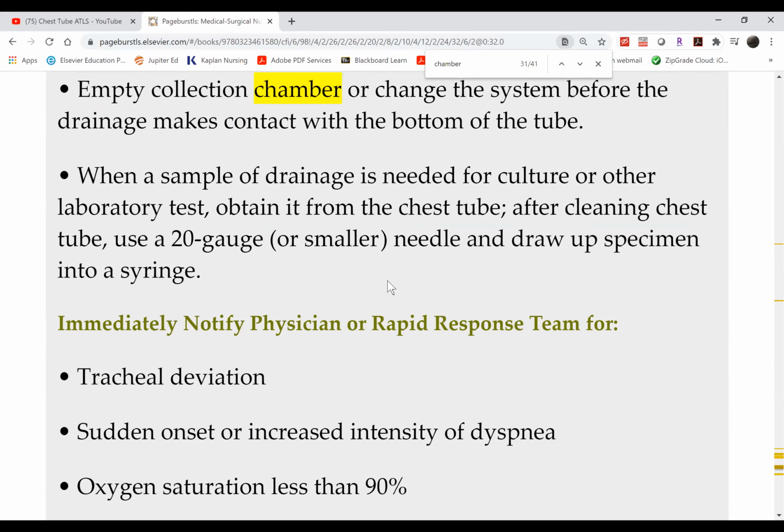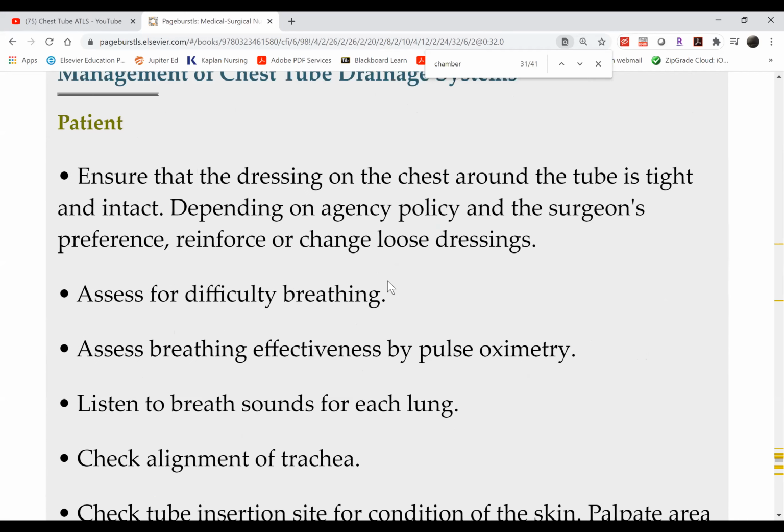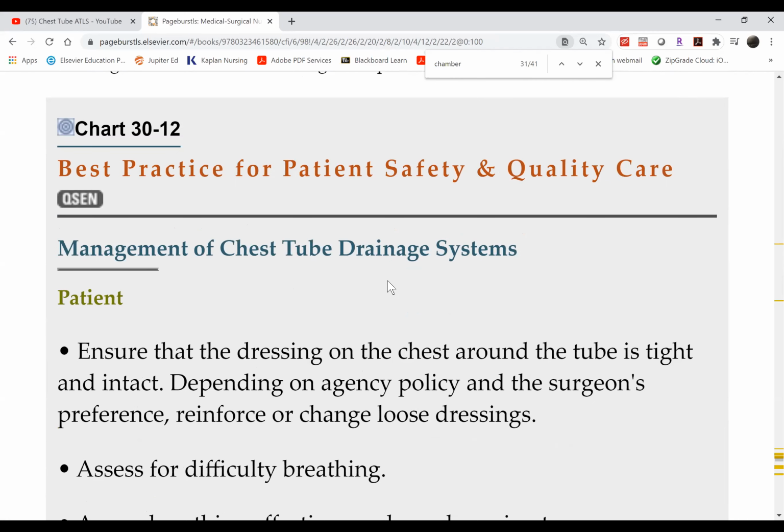Any questions? So that's chest tube. We'll start with cardiac next week. Don't forget we have a quiz 5 next week covering from airway management up to chest tube management.